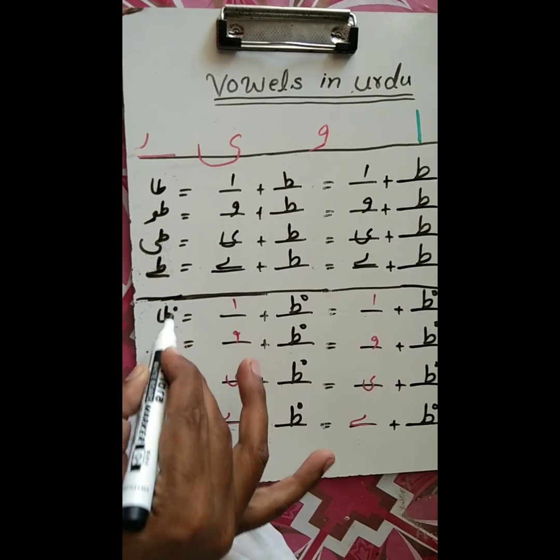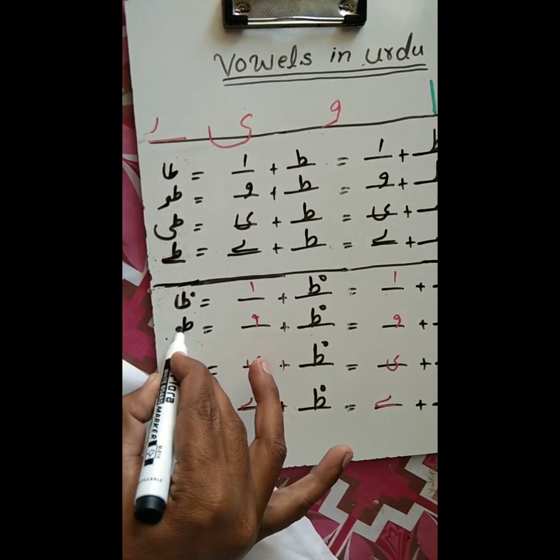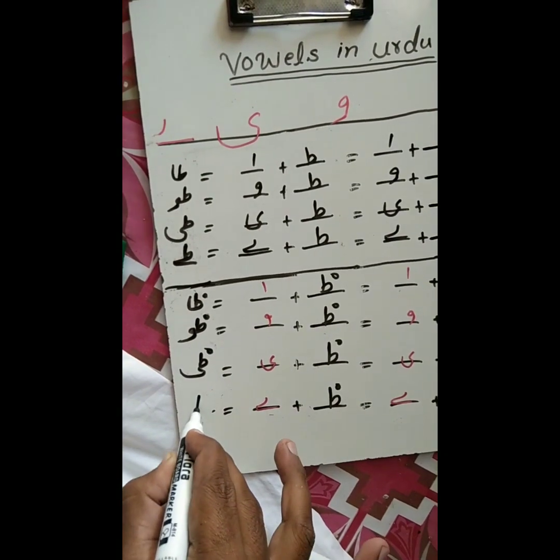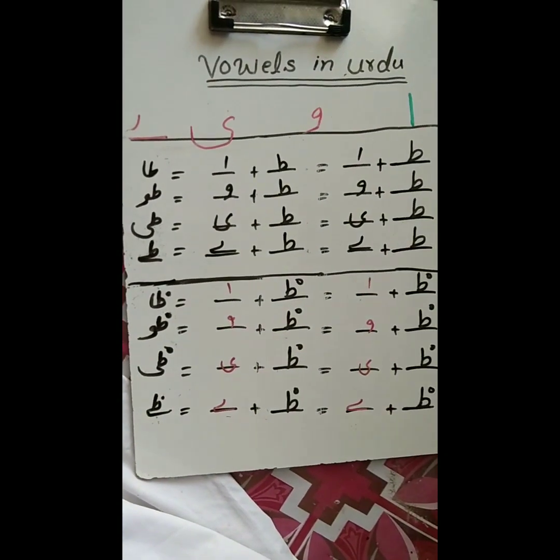Next word is zwain. Zwain alif, za. With wa, zwain wa, zo. With choti a, zwain choti a, zi. With badi a, zwain badi a, zi.